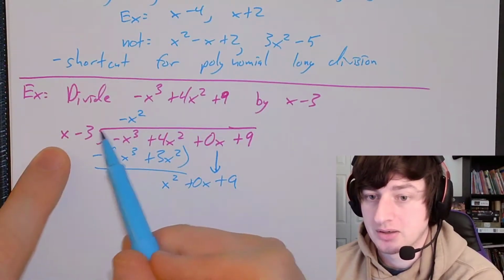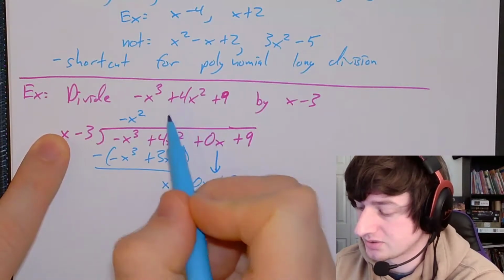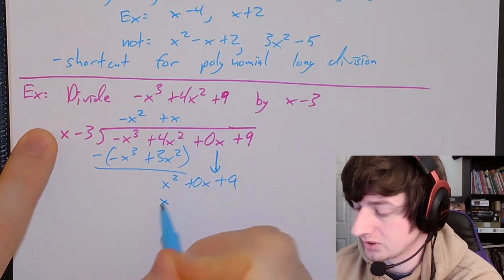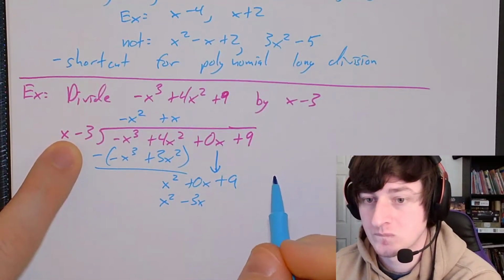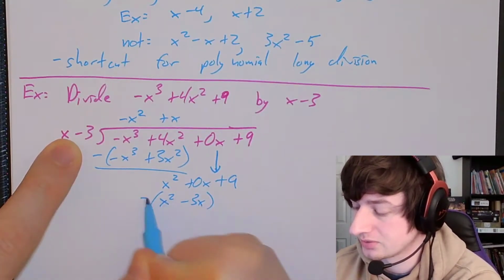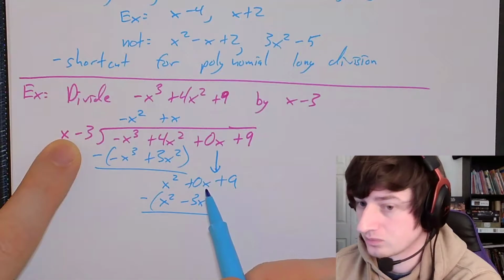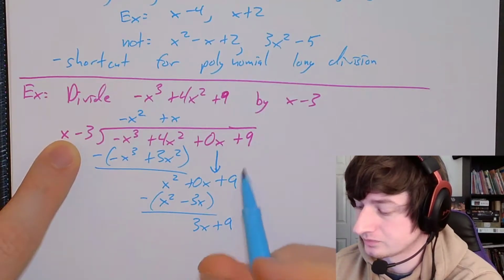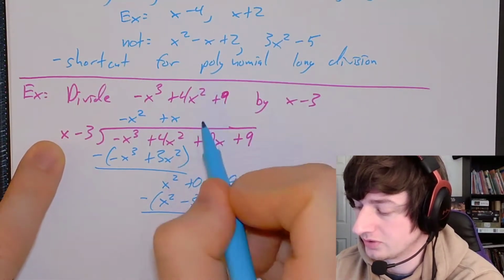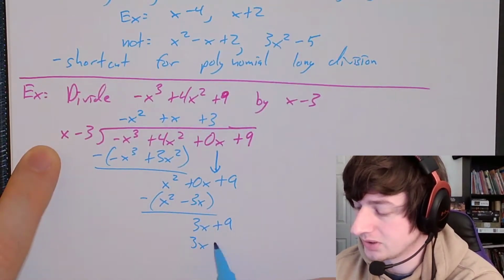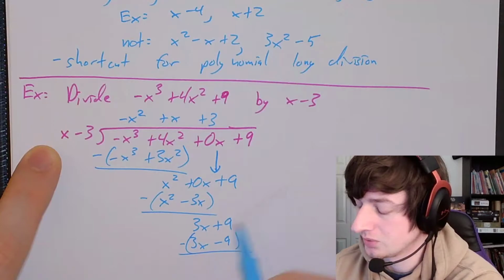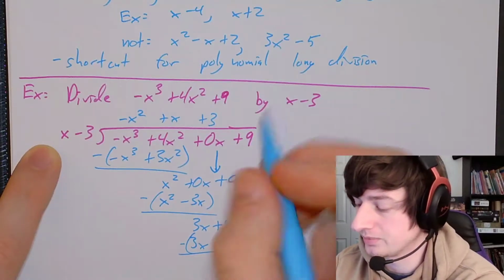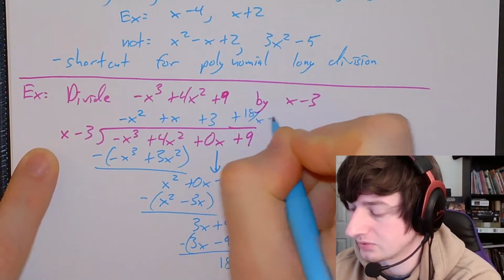Okay, so we're going to divide again. We get an x, and then we multiply this x times both of these numbers. So x squared minus 3x. And then we subtract, and so we get 3x plus a 9, which means this is a 3. 3x minus 9. When we subtract all of this, we get plus 9, so we get 18 here. And so our remainder is plus 18 over x minus 3.